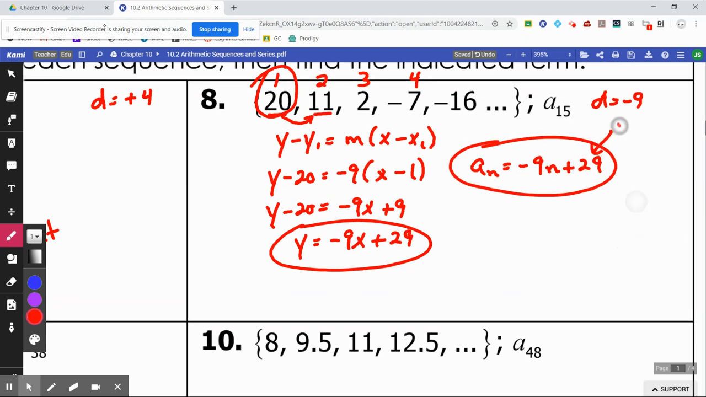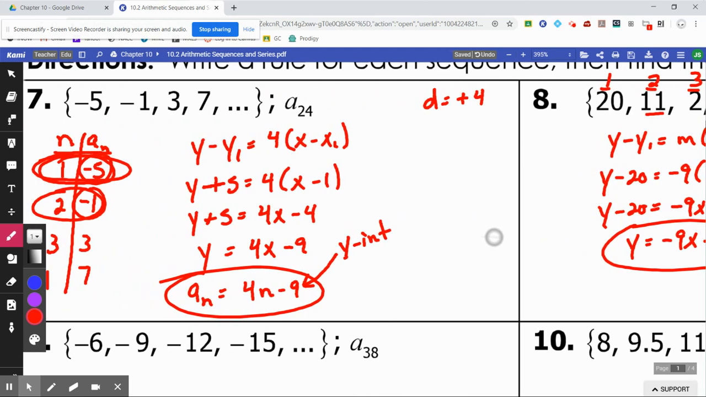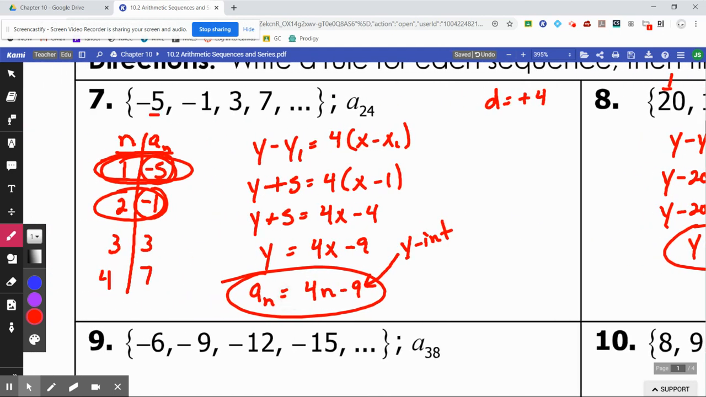However, let's talk about this y-intercept again. How do you find a y-intercept? To find a y-intercept, you plug in 0 for x. Wait a minute. We've got 1, 2, 3, 4. I can find a y-intercept very easily. Watch this. Again, this is my first term, second term, third term, fourth term.